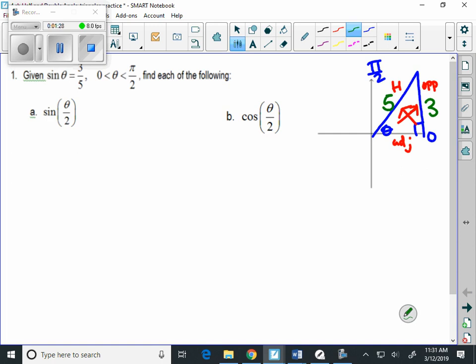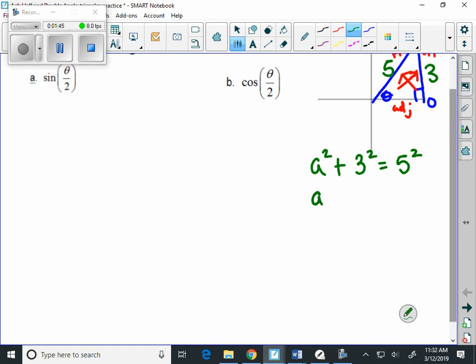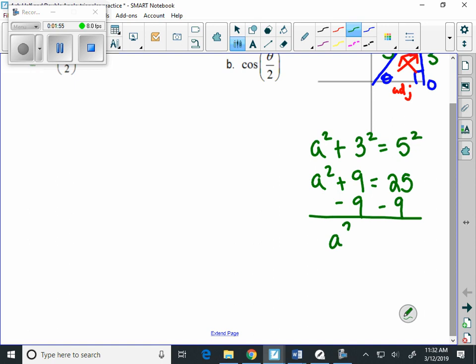And some of you recognize this as a Pythagorean triple, and you don't even have to do the Pythagorean theorem, because you know what the adjacent length is. But if you don't, then it's going to be a squared plus 3 squared equals 5 squared. So we get a squared plus 9 equals 25. Subtract 9 from both sides, and we get a squared equals 16. And then we take the square root of both sides, and we end up with a equals 4.